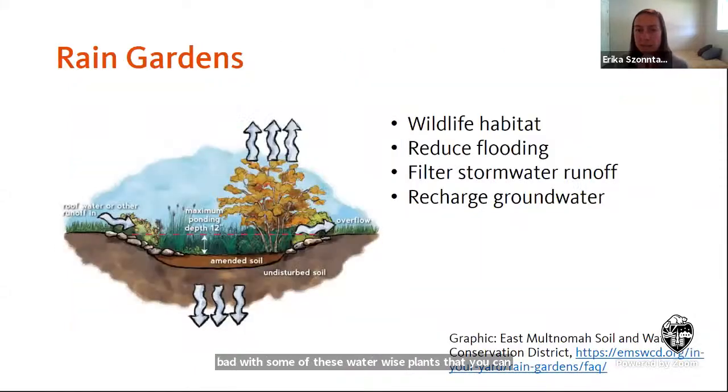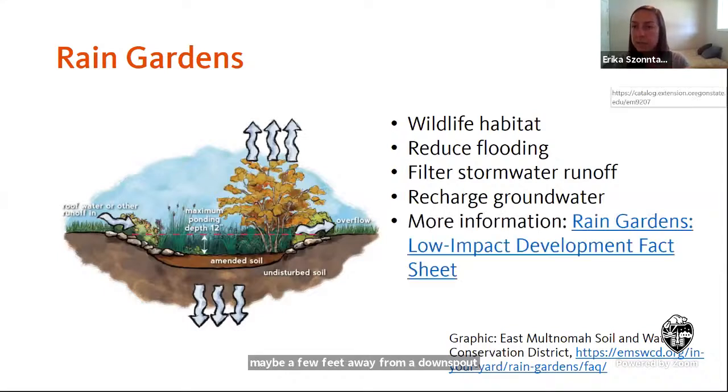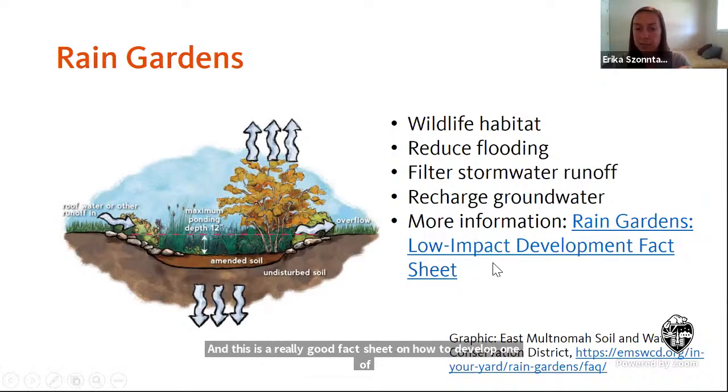And I want to talk about rain gardens a little bit. These are really great for increasing infiltration on your property and reducing runoff, especially if you live in an urban area with homes that are really close together. This gives you the opportunity to keep water in your yard and help it infiltrate into the ground before running off into the street. A lot of these are applied in areas where water is actively draining. So maybe a few feet away from a downspout is a great place to put a rain garden. And this is a really good fact sheet on how to develop one of those at your house if you're interested.